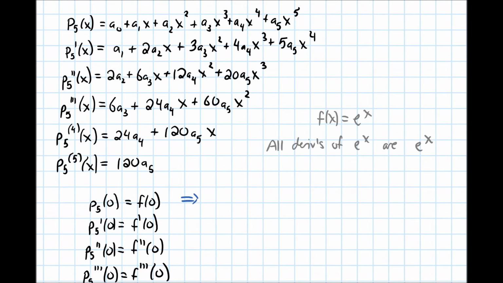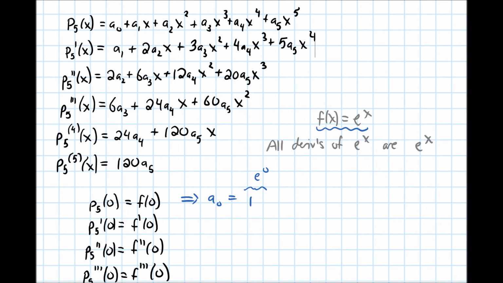So if I scroll up so I can look at this, if I plug 0 into p5, into my original polynomial, what survives is just the a0. All these other terms become 0. And if you plug 0 into f of x, you get e to the 0. And e to the 0 is 1. So now we know the first coefficient of our polynomial. That's a0.